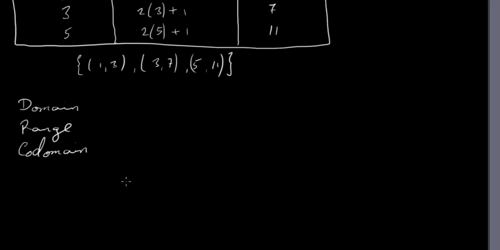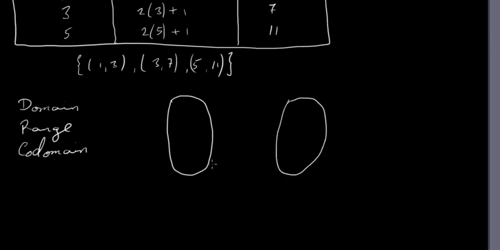So the codomain is the set of all possible outputs. So let's have a look at how that actually works. Let's say we have our inputs, we have a function here, and again we have our outputs. So these are our inputs here. Input, output.